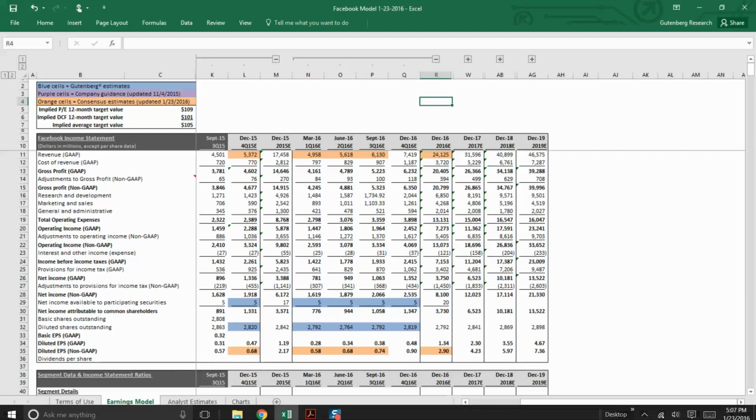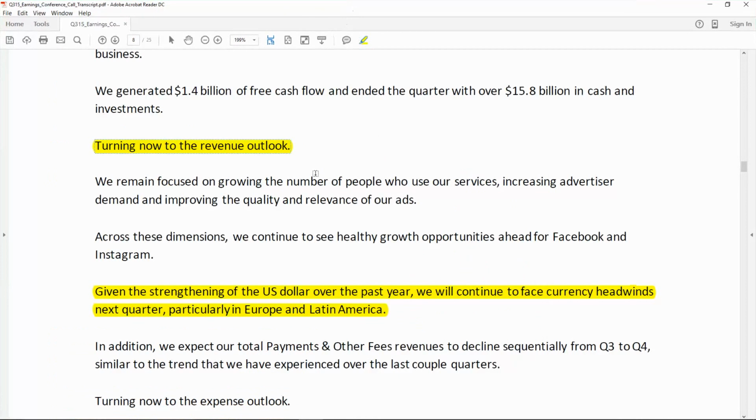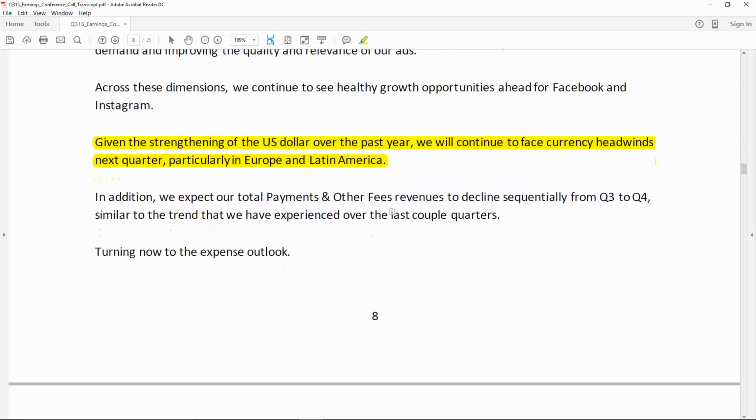So the first piece of guidance that management gave us is on revenue, and it's not something that we can actually input into our model. It's just general revenue guidance. They say that the US dollar continues to strengthen, so they're going to continue to face currency headwinds. So no real guidance for the revenue line.